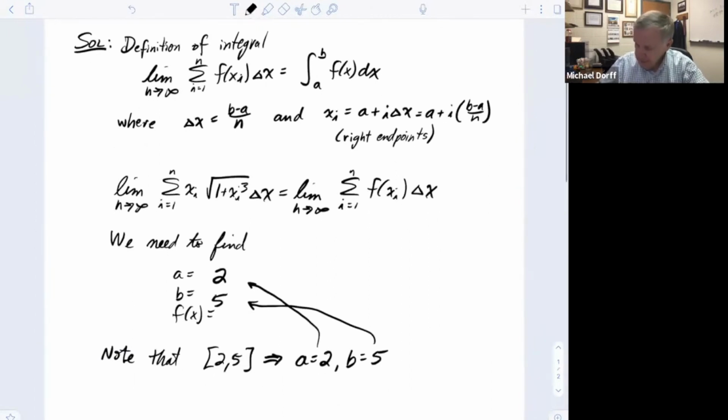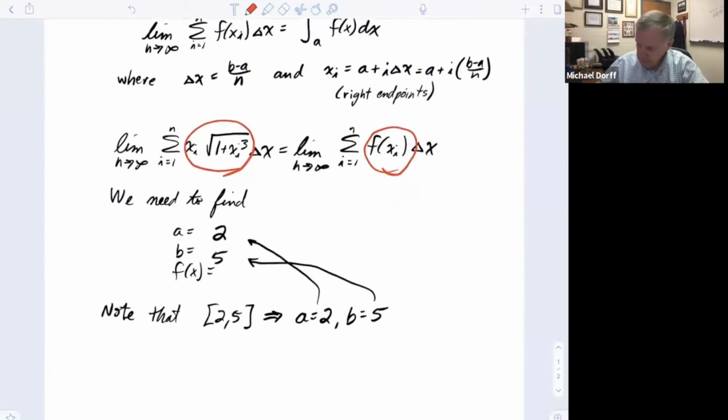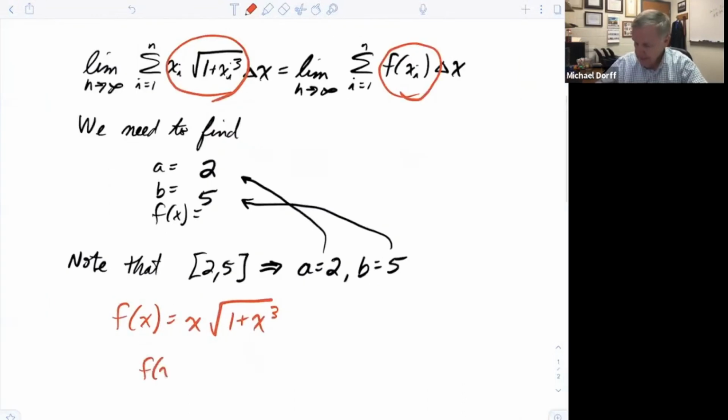Next, I'm going to look at the function that I have here, and that corresponds with this. I need to figure out what f of x is. To me, f of x is x times the square root of 1 plus x cubed, because if I put in f of x sub i here, that's going to be x sub i square root of 1 plus x sub i cubed. And that's what we have right up here.